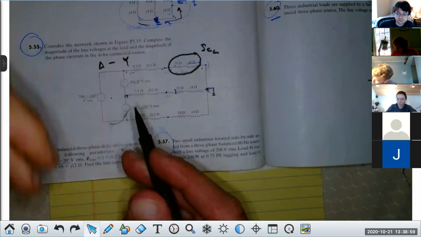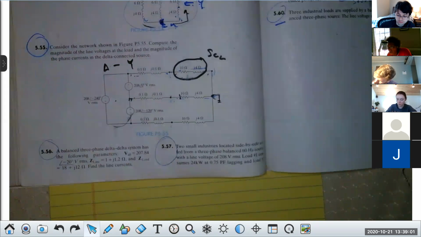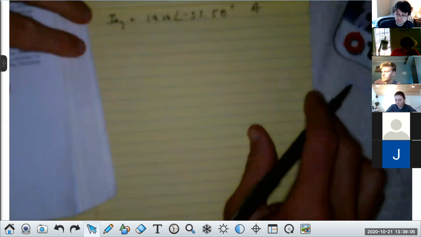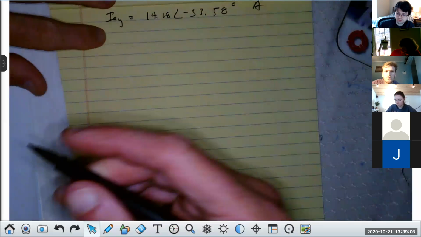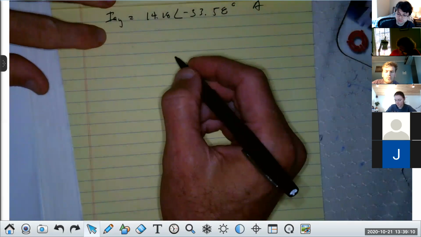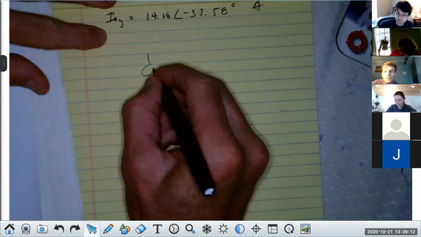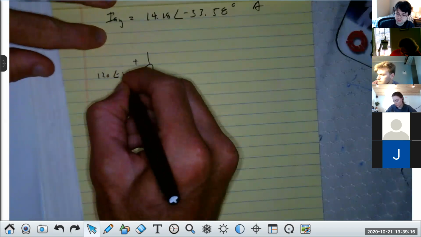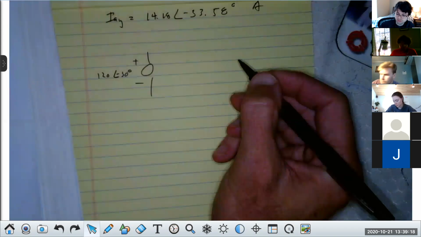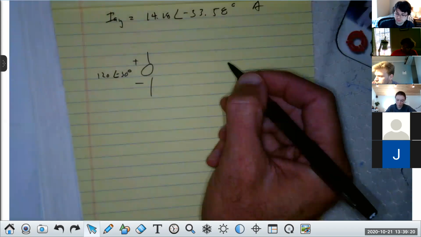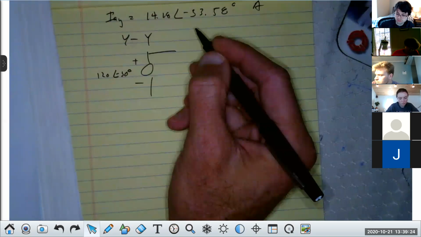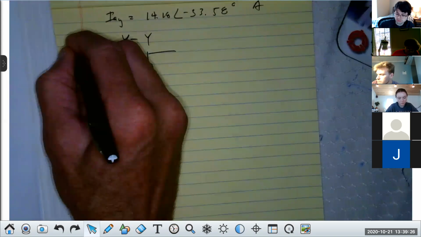So I'm going to show this as a YY configuration, okay? For the YY configuration of this, I have 208 at 0 degrees reduced by square root of 3 in magnitude and subtracting 30 degrees will give plus or minus 120 at minus 30 degrees. Now you can check that, it'll be about 120. Next, I put in, this is the YY equivalent on problem 555.